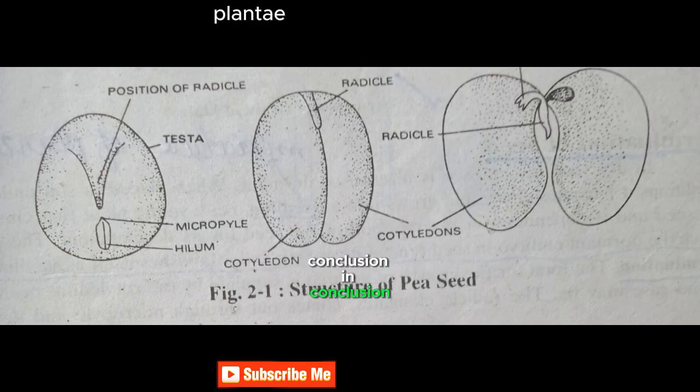Conclusion. In conclusion, angiosperms are the most advanced, diverse, and successful group of plants on our planet. Their roots, stems, leaves, flowers, and seeds are beautifully designed for growth, survival, and reproduction. They beautify the earth, provide food and oxygen, and sustain every ecosystem on our planet. So next time you admire a rose, enjoy a mango, or rest under a tree's shade, remember you're surrounded by the gifts of angiosperms.